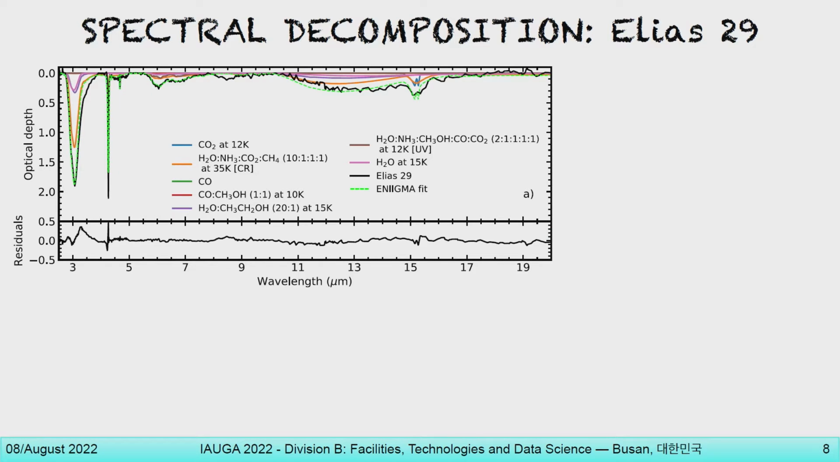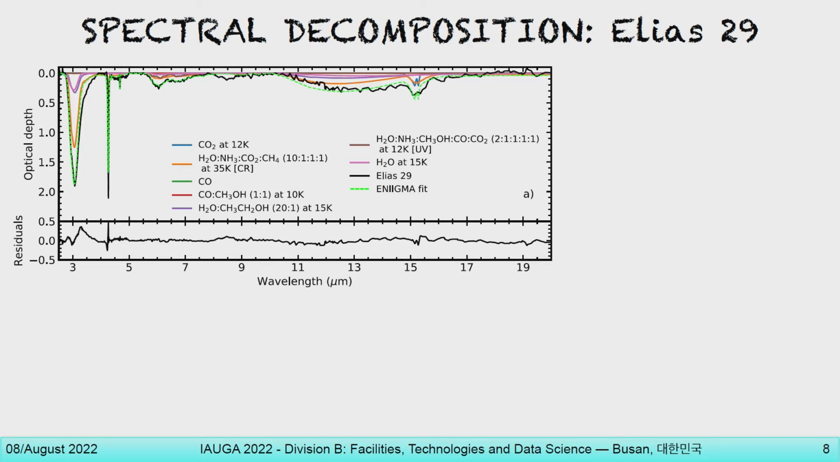So, spectral decomposition of ENIIGMA2022. This is the result that we got. In black we have the observation, and in green is the model. The first thing that I want to mention is that if you look at the bands at 3 microns and 6 microns, we do fit these 2 bands simultaneously, which was not possible before. And also judging by these residuals, we see that we have a good fit, except for some parts that I want to highlight.